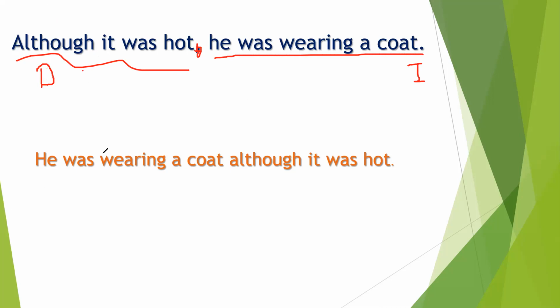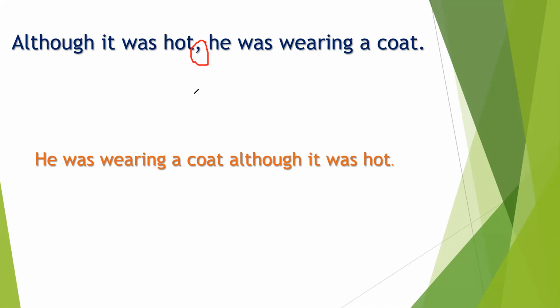Another example, it's the same. He was wearing a coat although it was hot. It's almost the same example, except there is one difference. What is it? Yep, as you're saying, it's the comma. What's the comma doing here? Although it was hot, he was wearing a coat. He was wearing a coat although it was hot.